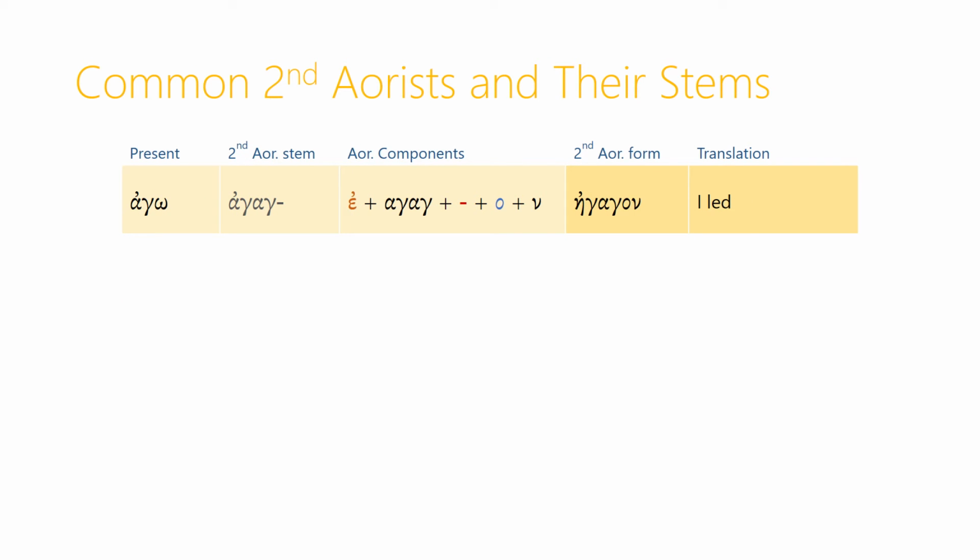Another common second aorist verb is ago, and the irregular second aorist stem just reduplicates the present stem. So the second aorist stem is agag instead of just ag. If we put that together with the augment and the omicron connecting vowel and the second aorist ending, that gives us the second aorist form agagon, I led. And notice there the epsilon lengthens the alpha at the beginning of the stem.